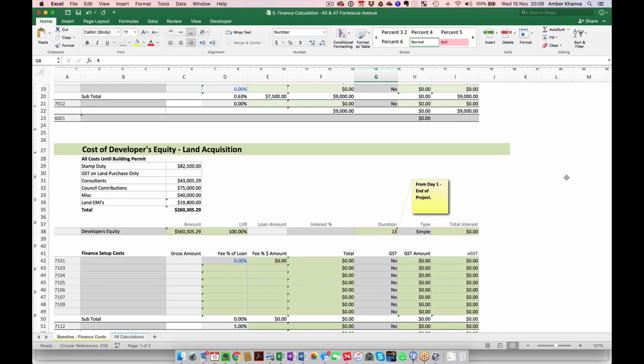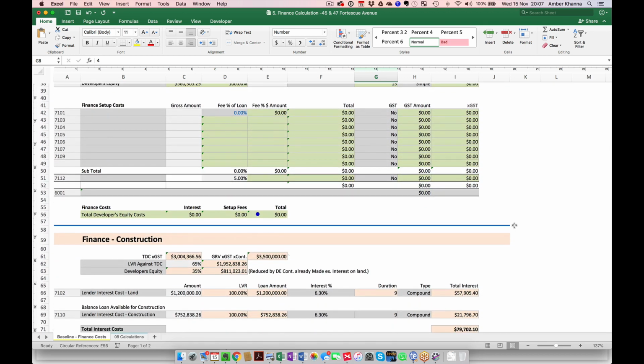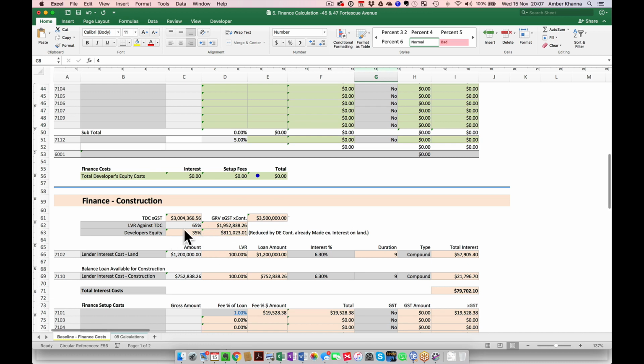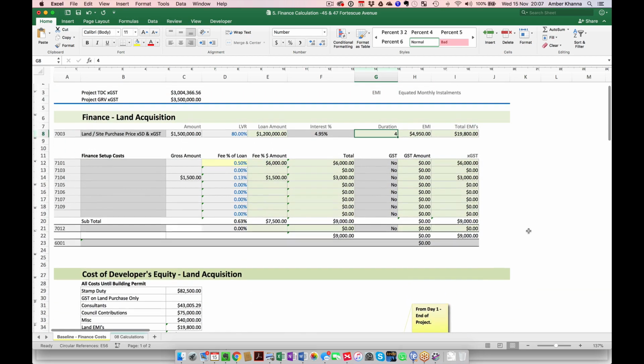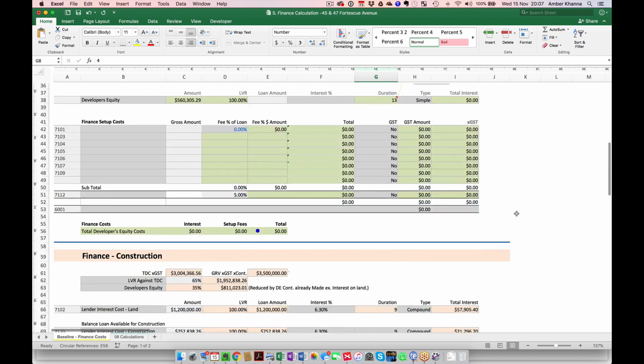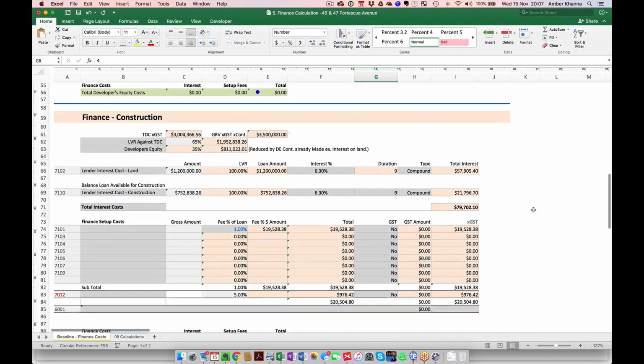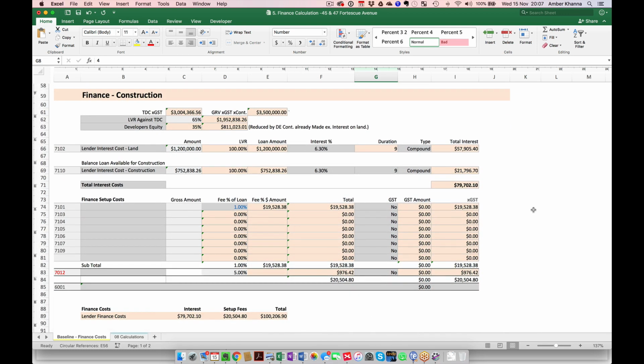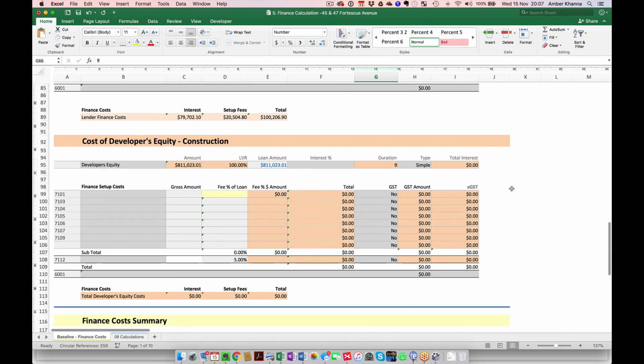From day one to the end of the project, this is fine. Developer's equity, yep, this is fine. Total developer's equity cost 65.35. This is also good. You know that you need about 811 there, and then you would have added the remaining amount that you've got to come up with. That's why you got 1.1811. I see where you got the numbers. Lender cost on land, interest 9 months for the build. I would allow 10 months, so that you're going to get the right number, which is fine.